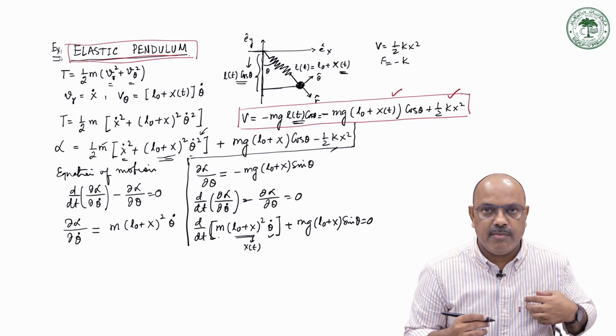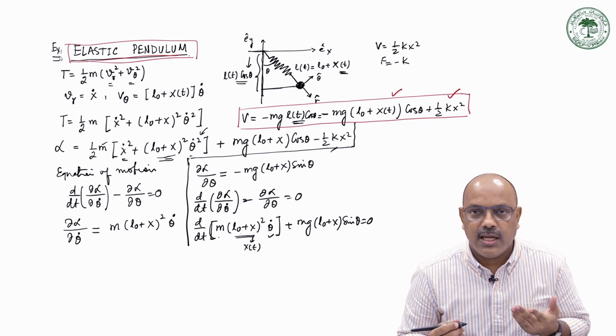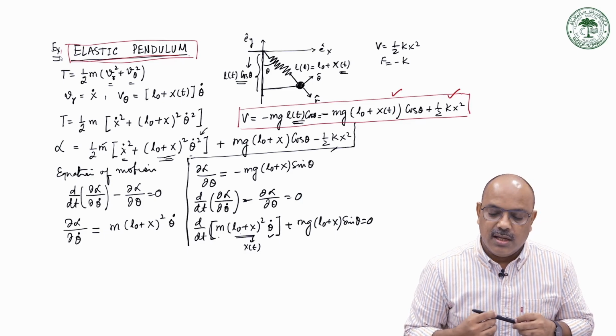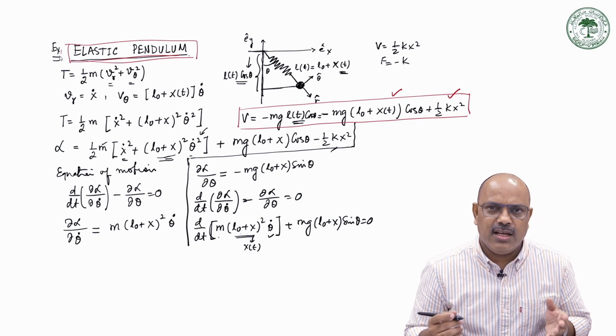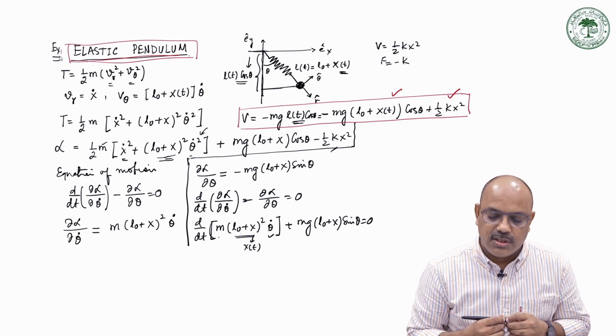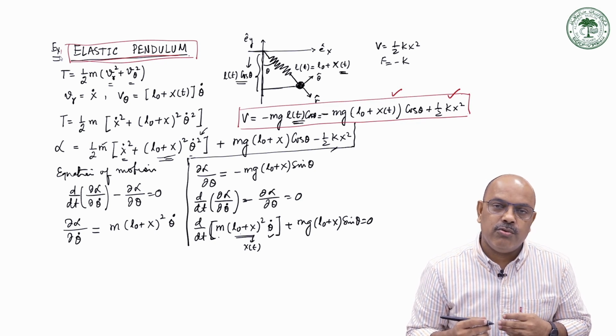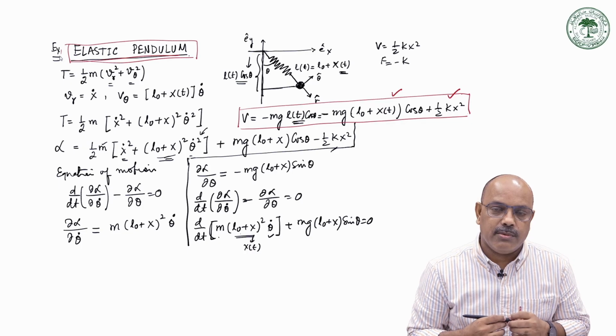From the next class maybe I'll do one more problem, and then I'll switch to the variational principle calculations, because I think I have done enough for these Lagrangian equations of motion. And if I get time in the last part of the course, then we'll do some more problems based on Lagrangian dynamics. Thank you very much.